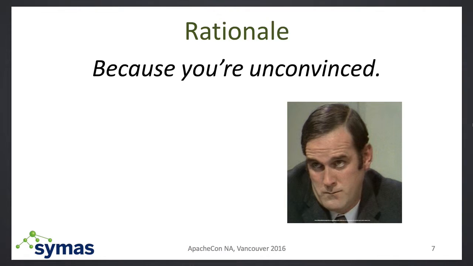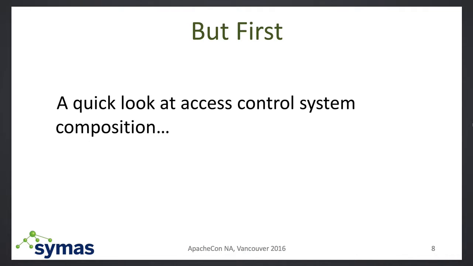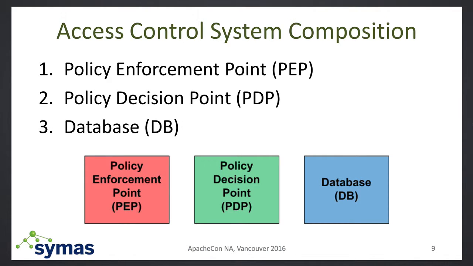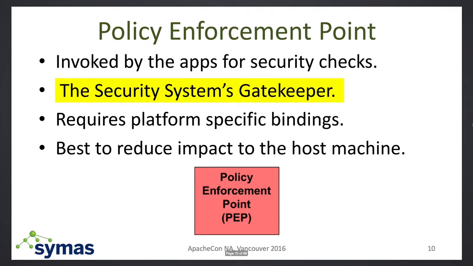So I'm going to try to convince you with the rationale. But before I can do that, let's talk a little bit about how we construct access control systems. An access control system is composed of three most basic components: a policy enforcement point, a policy decision point, and a database. The policy enforcement point is used for doing security checks, right? And so it's the security system's gatekeeper.